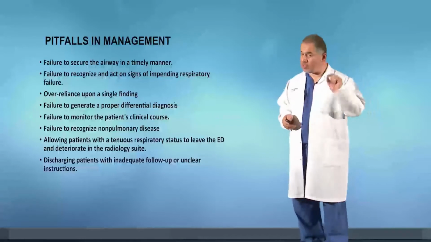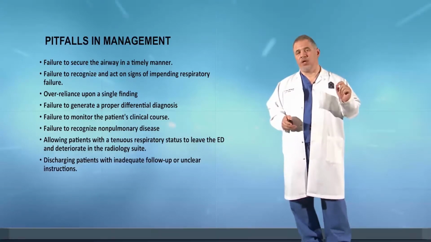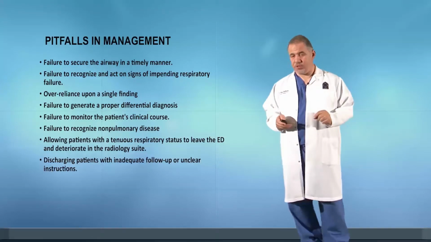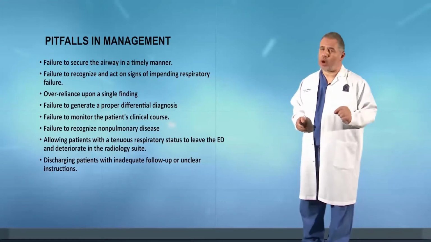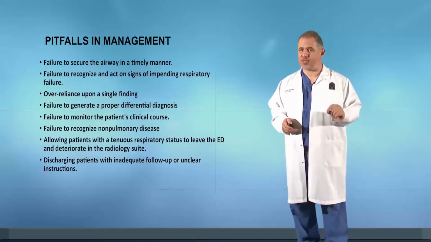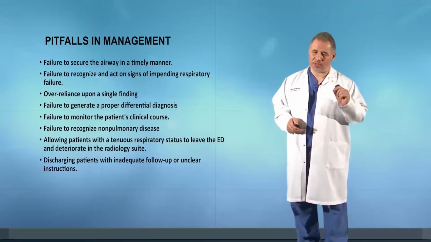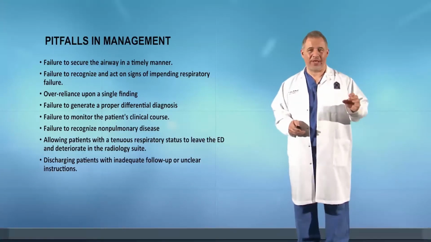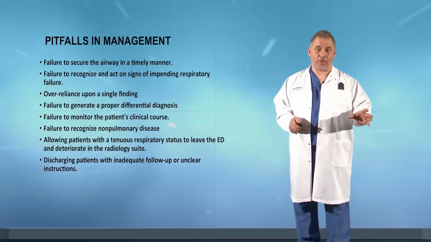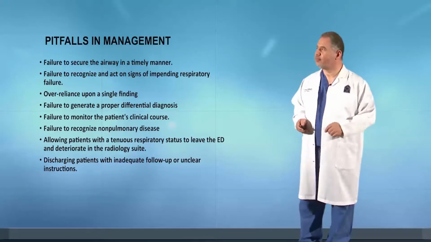Now, some of the things or some of the mistakes we as doctors can fall into in dealing with patients with acute dyspnea. Number one, not getting the airway in a timely fashion. Something is blocking the airway and you don't recognize it. There's a foreign body, there is a plug, there is blood in the airway, something that is blocking the airway, acute bronchospasm. You have to deal with these problems. You have to get the airway working.